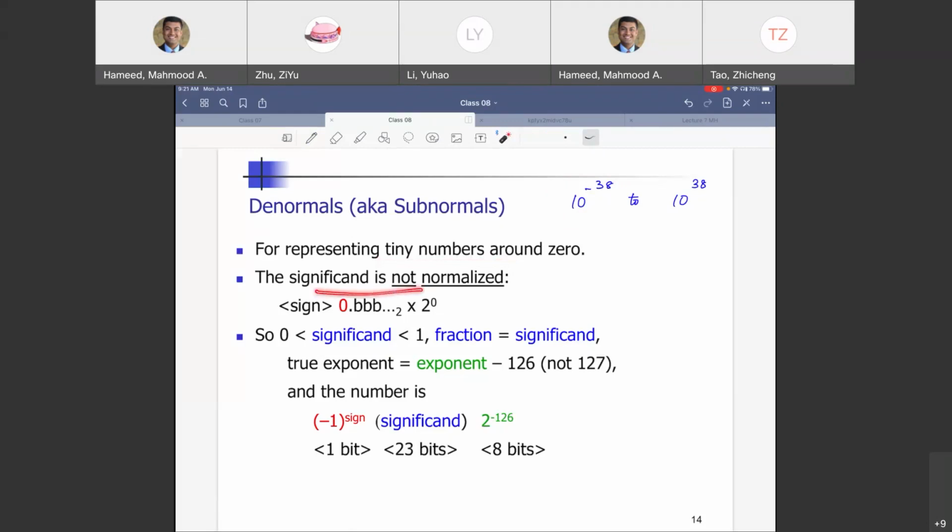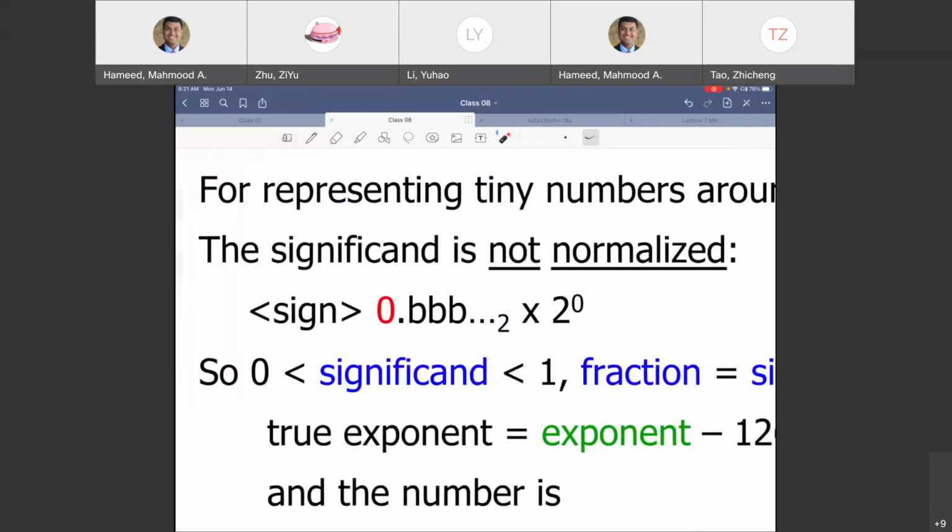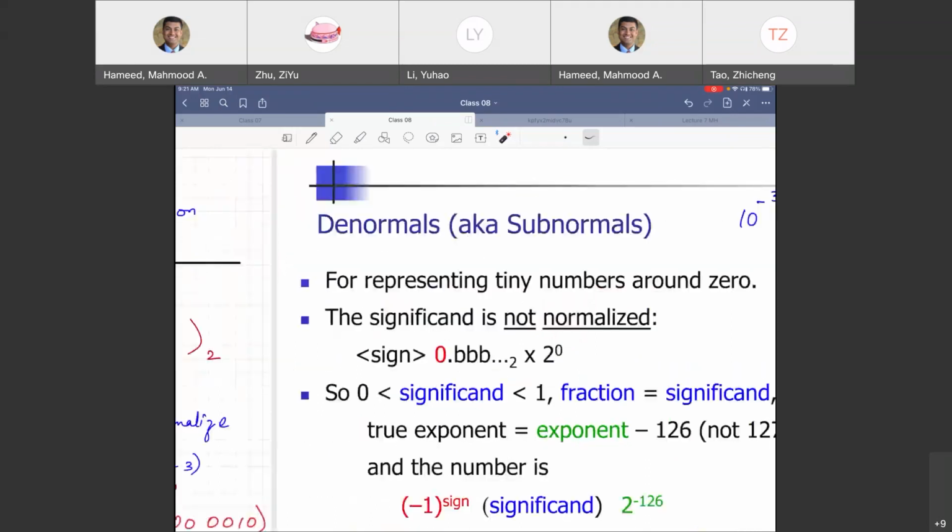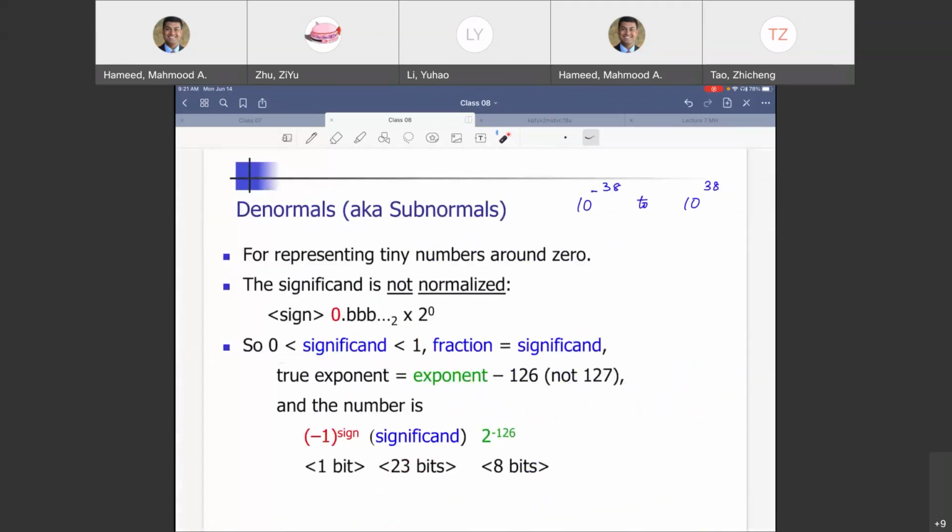The significand is not normalized. In this case, you have a 0 followed by all your bits. Earlier, you had 1 dot followed by the bits. Now you have 0 dot followed by the bits, multiplied with 2 raised to 0. In this case, the significand is between 0 and 1. Fraction is between 0 and 1. Significand is fraction. So instead of having that 1 dot fraction, I have 0 dot fraction, because it's a very, very small number.